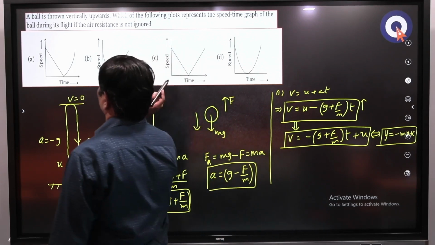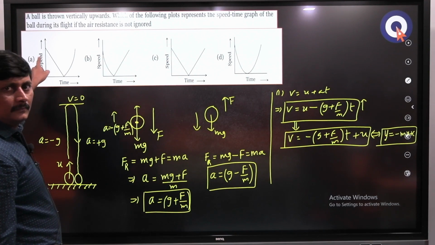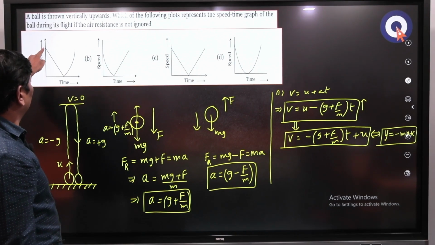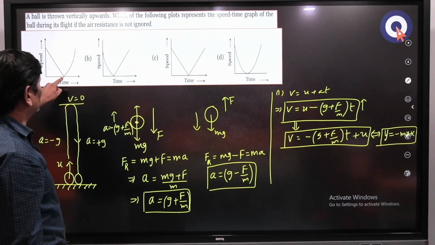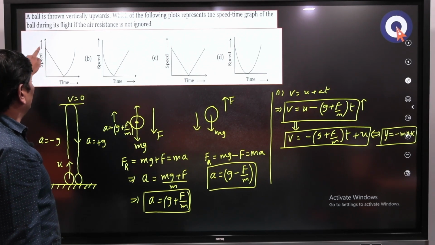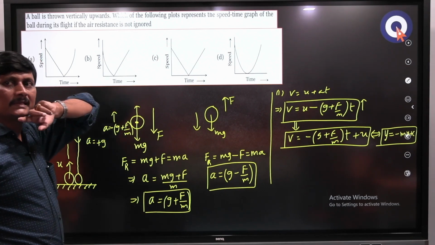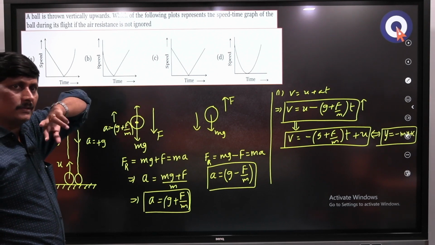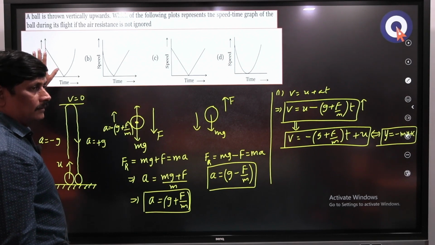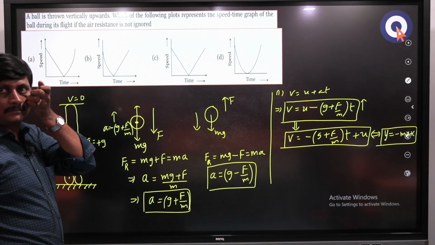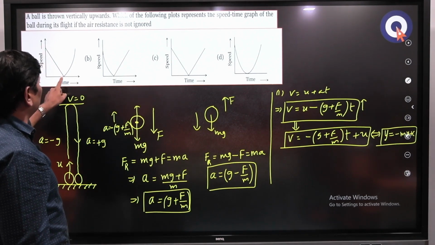So in the graphs, in the options given, which one? If you see the first option, while going upwards, you are getting the straight line. As speed is given, we cannot draw the graph on the negative side. When you are given the velocity, you can draw on the positive side and also on the negative side. But when you are given the speed, you can draw the graph only on the positive side because speed is a scalar. Speed is a scalar, it cannot be negative. So you get a straight line part for some time.